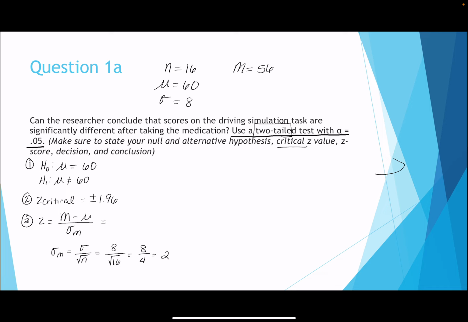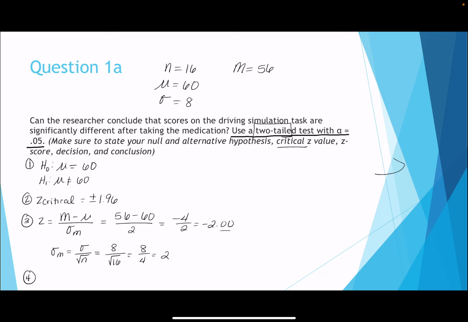So now we can come back up here and do our z-score. So we're going to have 56 minus 60 divided by 2. So this is going to be negative 4 divided by 2, which is going to be negative 2.00. And I always like to go ahead and do my decimals when we do z-scores, because we do them out to 2 decimal places. All right, so our next thing is we're going to make a decision.